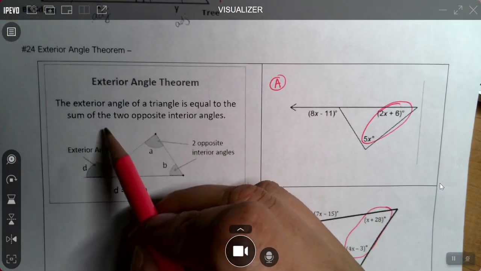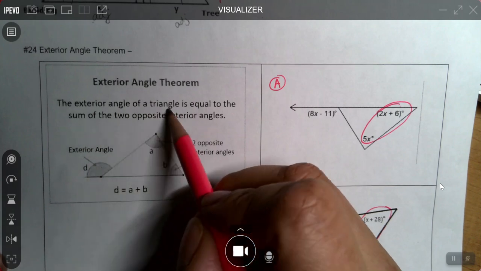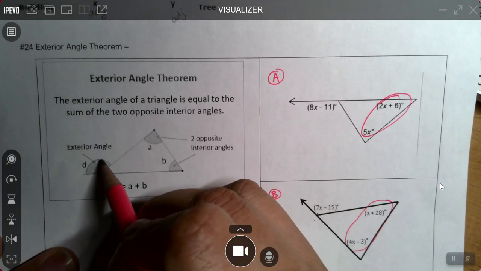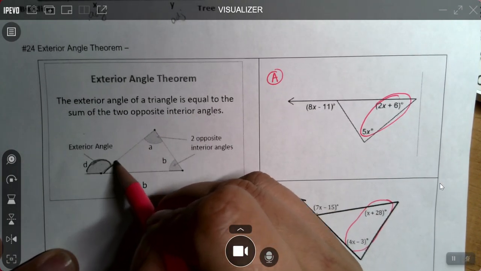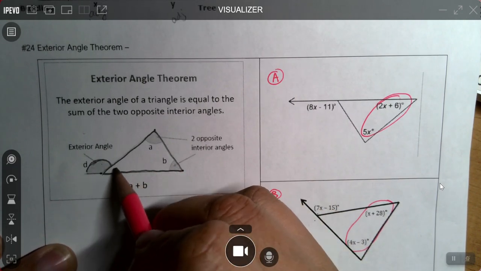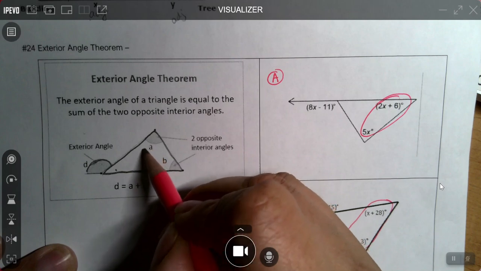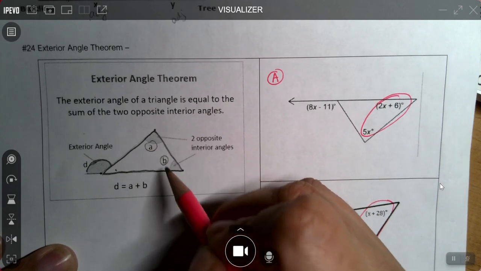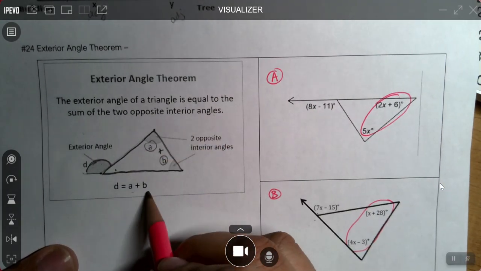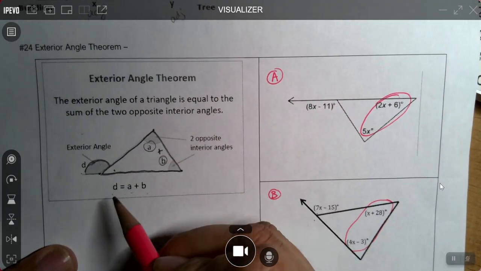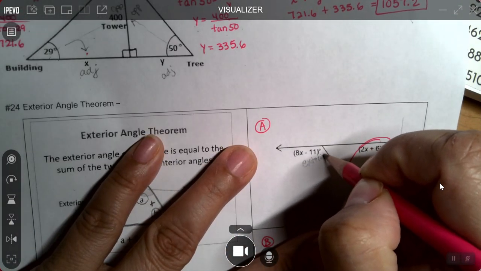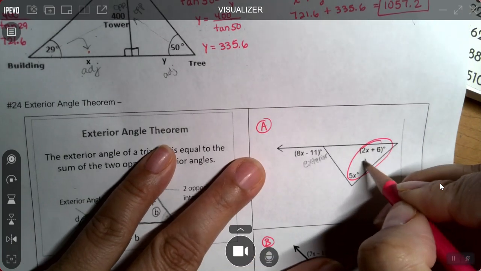Exterior angle theorem. The exterior angle of a triangle is equal to the sum of the two opposite interior angles. So in this case, this is the exterior angle because it is outside of the triangles. And so it doesn't include the one that's next to it. These are called the remote interior angles. Their sum equals the outside. So A plus B equals exterior. So this one's exterior. And those are the two remote interiors.